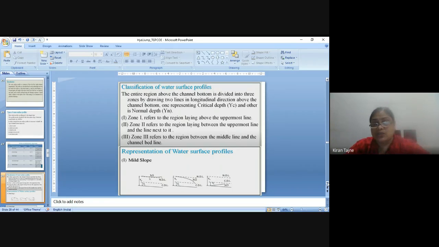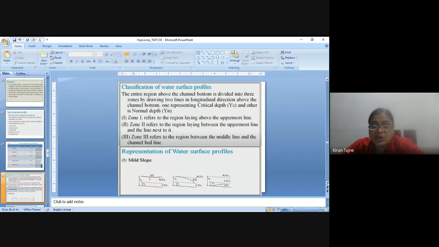So in the third case, the slope is in the third zone. So here Yn is greater than Yc, which is greater than Y. Y is the actual depth of flow. So in the third condition, Yn is greater than Yc, which is greater than Y.